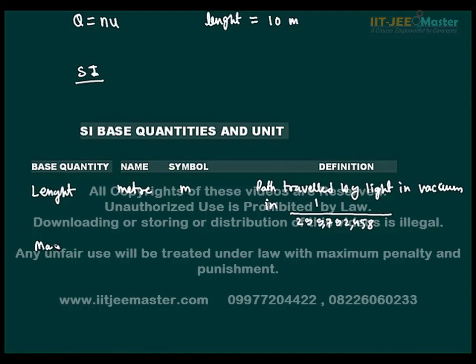Second base quantity we have is mass. The SI unit is kilogram. Remember, gram is not the SI unit, while the kilogram is the SI unit. Symbol is kg, and 1 kilogram is equal to the mass of a platinum iridium alloy cylinder, which is kept at the International Bureau of Weights and Measures at Sevres near Paris in France. This is the standard 1 kg mass.